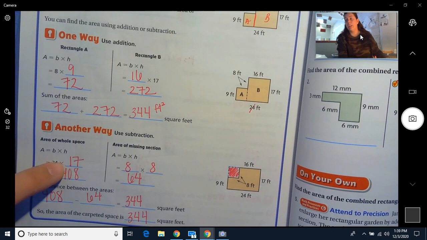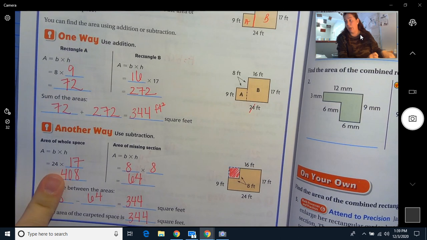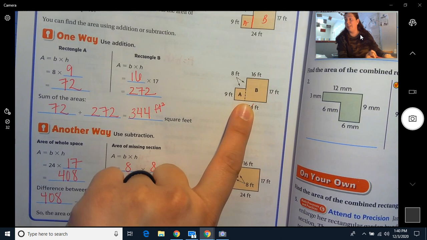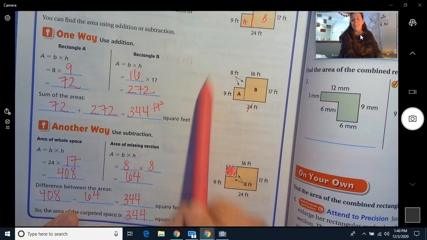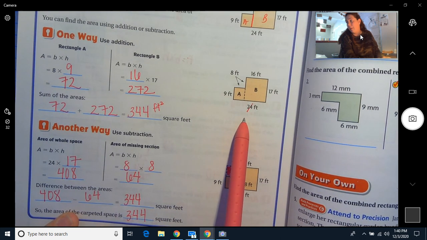The subtraction. Usually you can pick which method you like better. Okay? So if you like to split up your shapes and then add them, do it that way. This is just another way we could do it. I personally like this way much more. So I'm going to stick to this way. If you like that way much more, you can stick to that way too, okay?